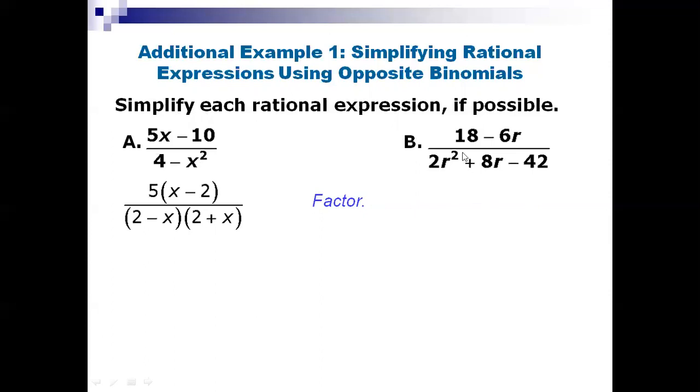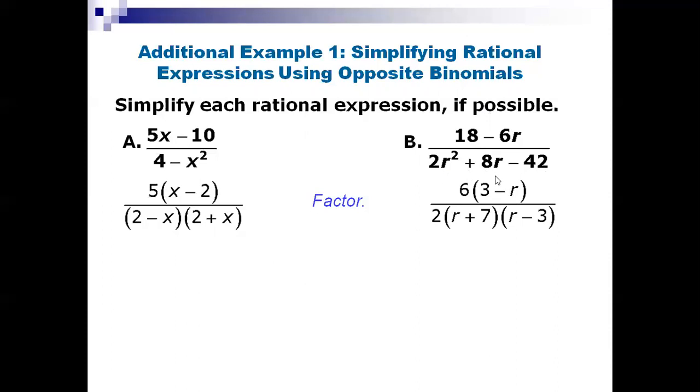In letter B, 18 minus 6r. As you can see here, the GCF is only 6. R is not common in every term, so we can take out only 6. So we will have here 6 times. How many 6 are there in 18? We have 3. We take out 6 here, we still have r. In your denominator, you will see that there is a common monomial factor, so you can take out the 2.